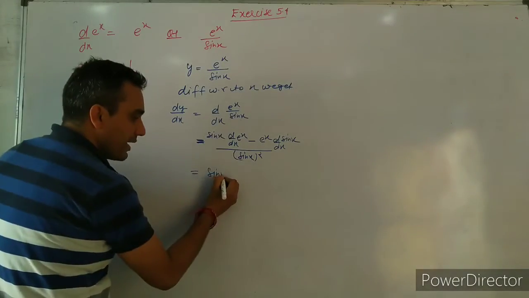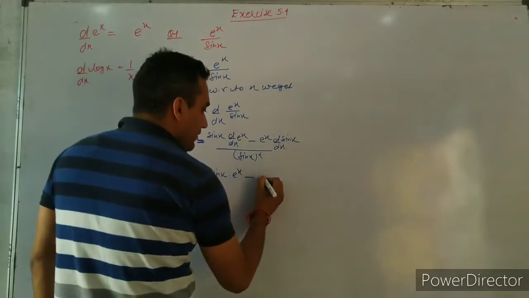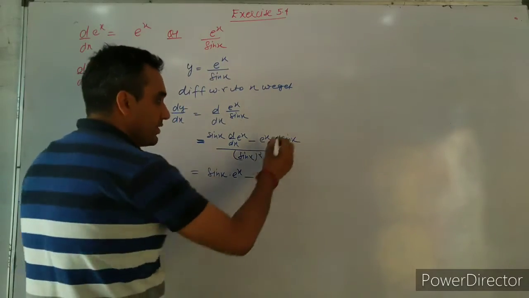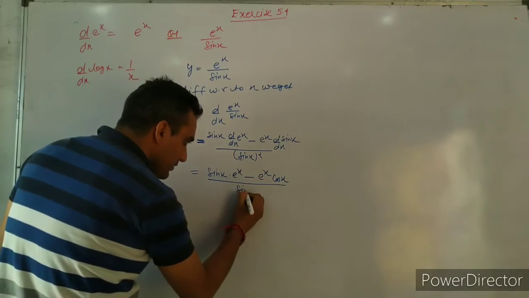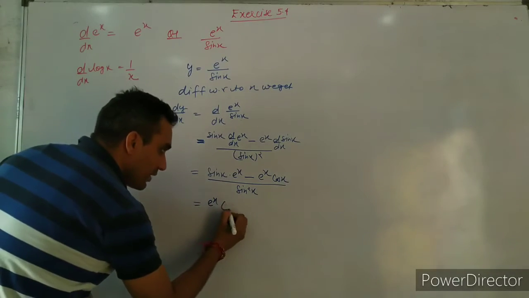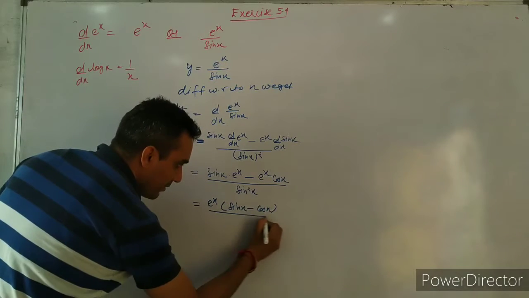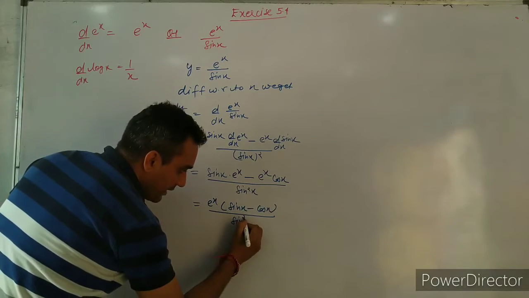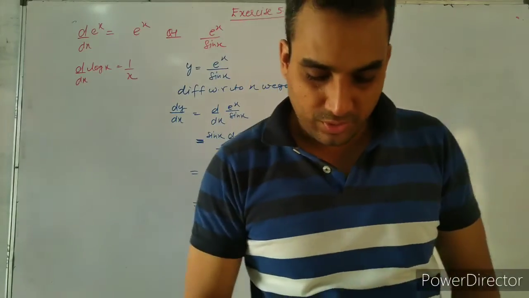Sin x will remain as it is, and differential of a to the power x will give me a to the power x. Again, differential of a to the power x as it is, and differential of sin x will give me cos x upon sin square x. We can take common a to the power x from the numerator, and we will have sin x minus cos x inside the bracket divided by sin square x. So this is the solution of our first question.